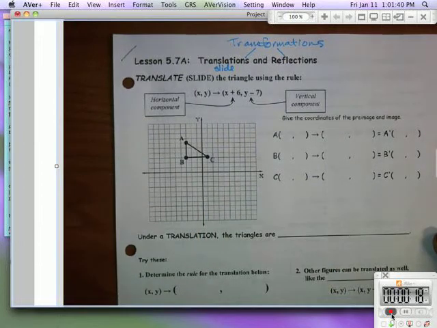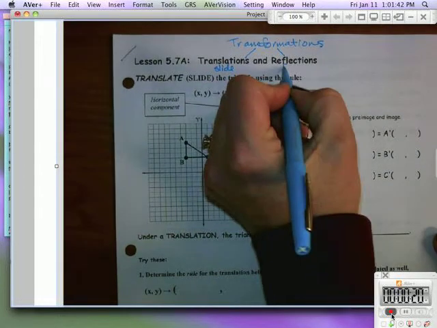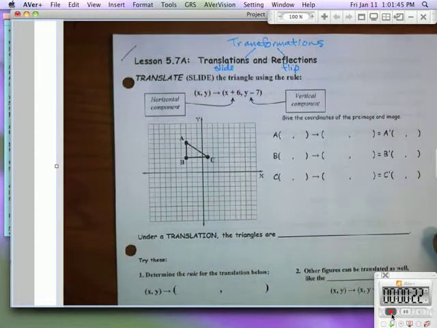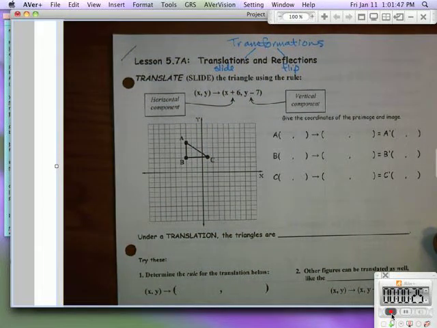To reflect is actually to flip. And you've probably heard these terms before. And we're going to look at reflecting today. We haven't done that one yet.